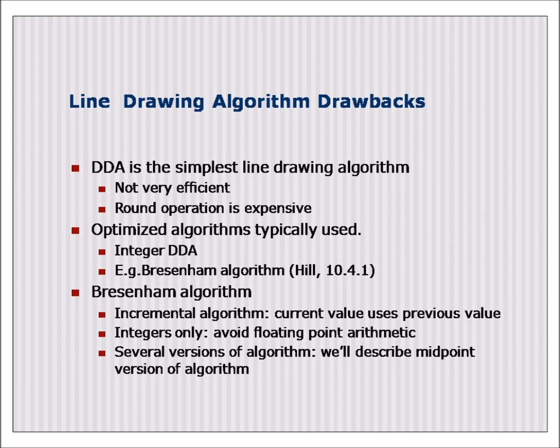The Bresenham algorithm is considered very efficient for line drawing and covers all the drawbacks of DDA because it is an incremental algorithm, meaning the current value uses previous values. Moreover, floating point values are discarded in this algorithm, meaning only integers are used and there is no need for a round operation.